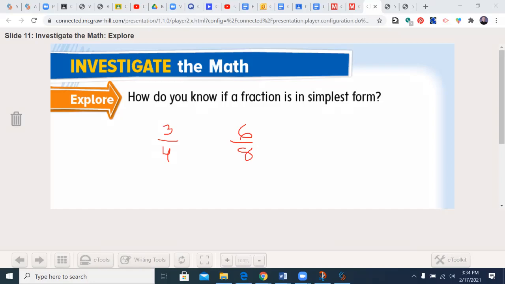So for 6, I could say that it's 1, 2, 3, and 6. For 8, it's 1, 2, 4, and 8. The greatest common factor is the 2. So I can divide the top and the bottom by that 2. And you always have to do the top and the bottom. So 6 divided by 2 is 3. 8 divided by 2 is 4. So yes, 6/8 and 3/4 are equivalent fractions. They're the same amount. But that's how you would look at that.